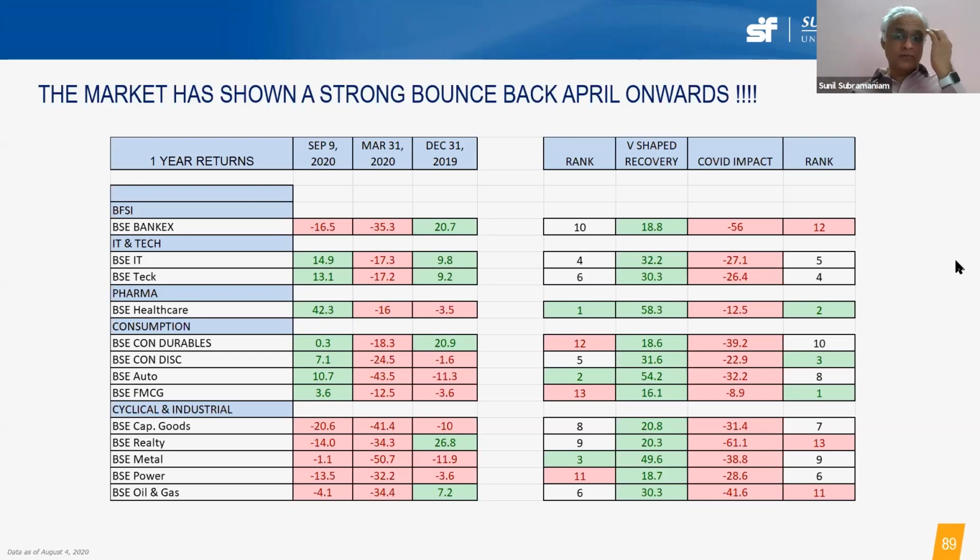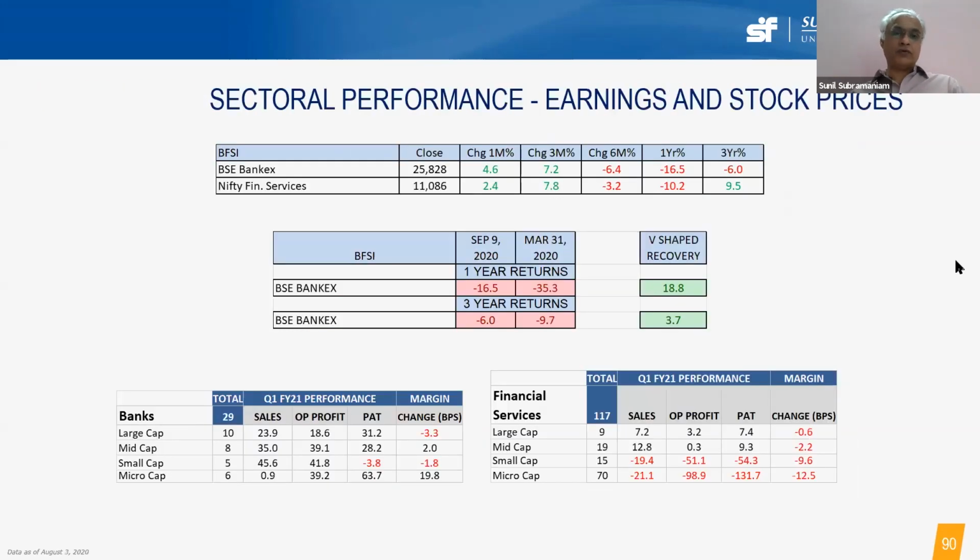Let's look at the top three sectors here. They are the healthcare sector, the auto sector, and the metal sector. The worst three sectors are the power sector, the consumer durable sector, and the FMCG sector. I'll discuss these in detail, with the performance of these sectors along with the earnings for the quarter.